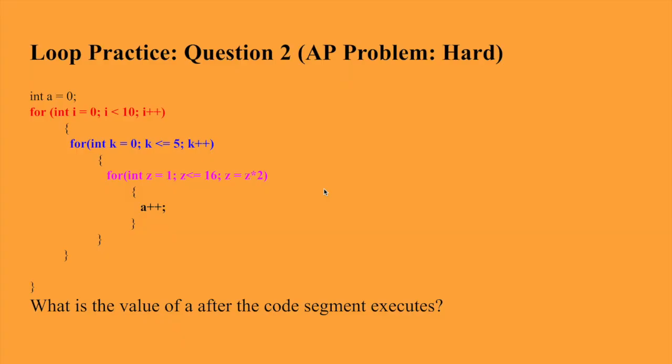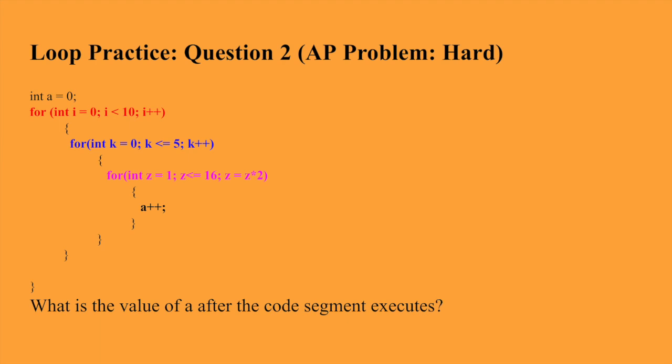Okay, so practice problem number 2. This is an AP problem from my AP book. It's pretty hard. It's actually really evil. It's a triple nested loop. And so if you can solve this one, you really understand the concept well. So the question is asking, what is the value of A after the code segment executes? And so if you think you can do it, pause the video. If not, I'm going to walk through it.